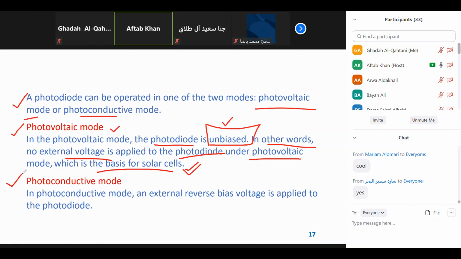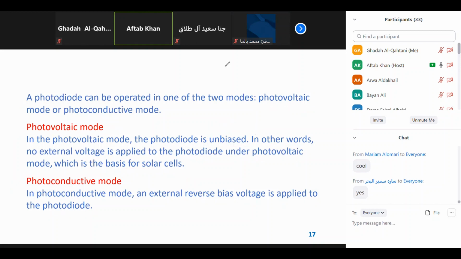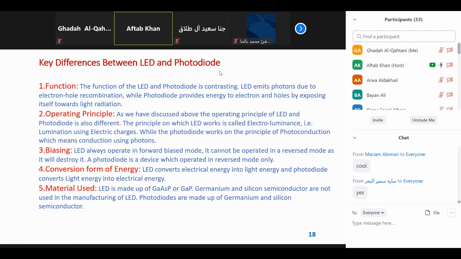Another one is photoconductive mode. In photoconductive mode, an external reverse bias voltage is applied to the photodiode. So these are the basic points which you should keep in your mind when you prepare yourself for the examination. Key difference between LED and photodiode, you can see now. Based on the function, this is LED, and the function is different. It converts electric energy into light energy, and the photodiode converts light into electric energy. And you can read all these things below.